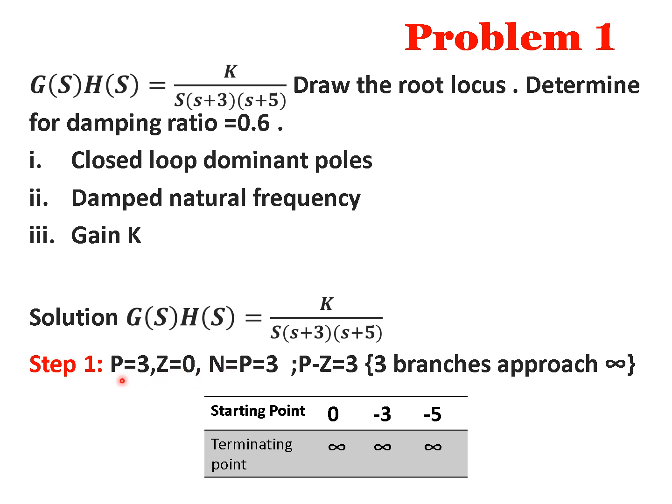Since the number of poles is greater than the number of zeros, the number of branches will be equal to the number of poles, so it is 3, and P minus Z is equal to 3, that is 3 minus 0. So 3 branches approach infinity. The branches will move from pole to infinity. The first pole is 0, 0 to infinity. The second pole is -3, -3 to infinity. And the third pole is -5, and -5 to infinity.